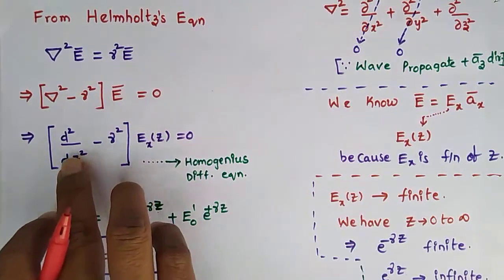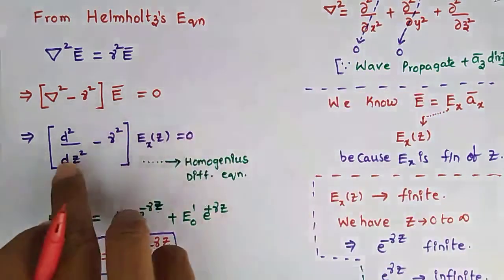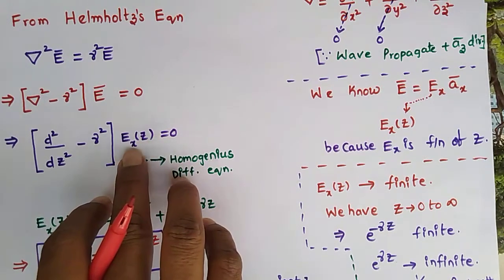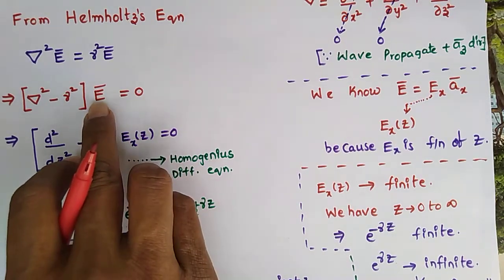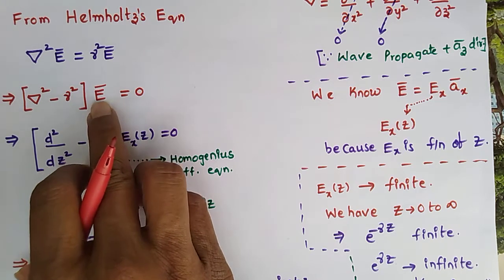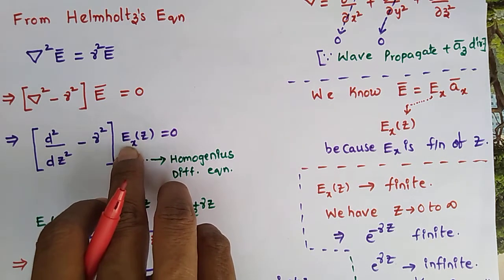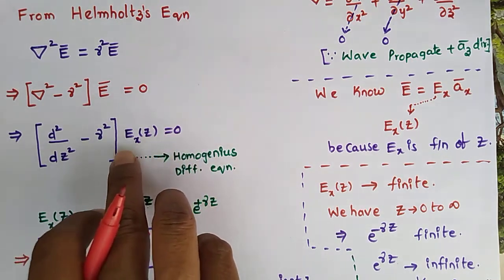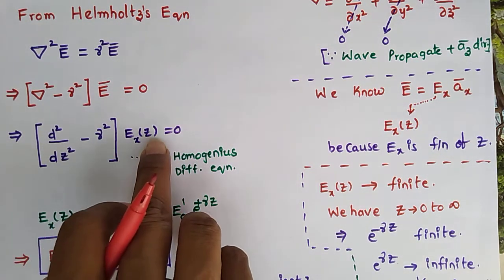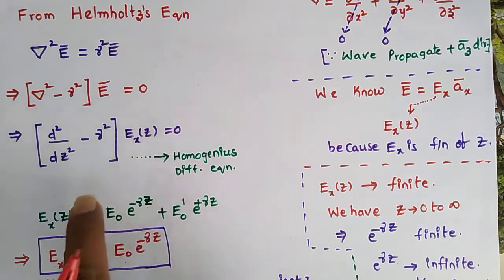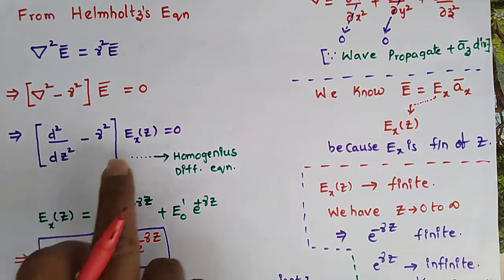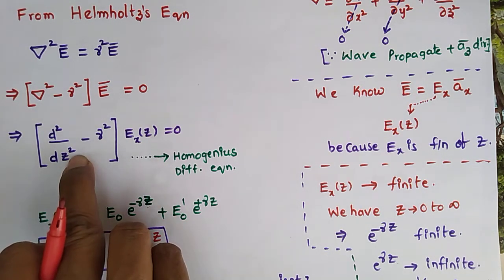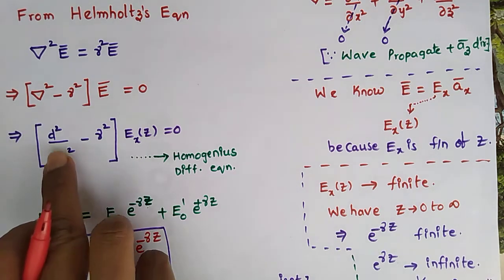So I am substituting in the place of the del square operator: d²/dz² minus gamma square, times Ex of z. Already I have told you the electric field E bar has the magnitude Ex, a function of z, and ax. So for finding the homogeneous equation, there is no need of ax. Okay, next, I am finding the solution. Ex, this is a function of z. Ex of z equals, this is a homogeneous function, second order.